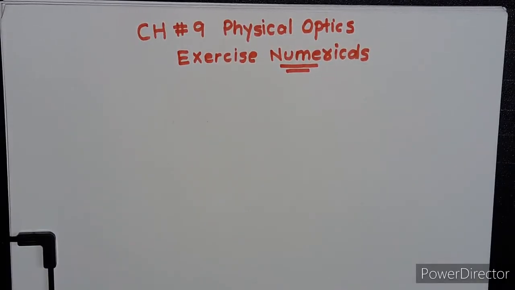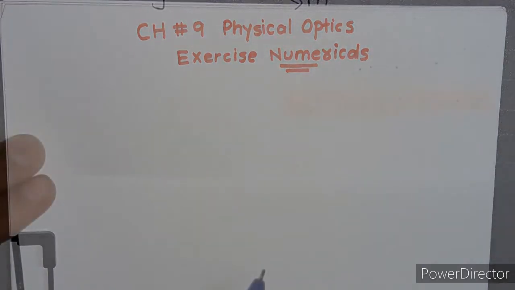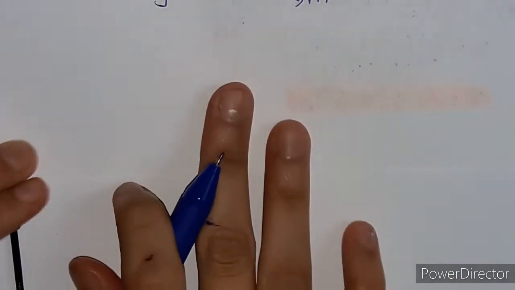Welcome to my channel. Today we will solve all the first year physics chapter number 9, physical optics, exercise numericals, which are included in the reduced syllabus of examination 2021. So let's start our video. First of all, we should know the formulas which are used in this exercise.